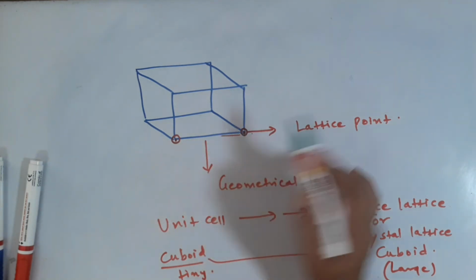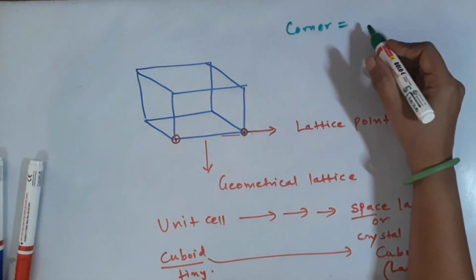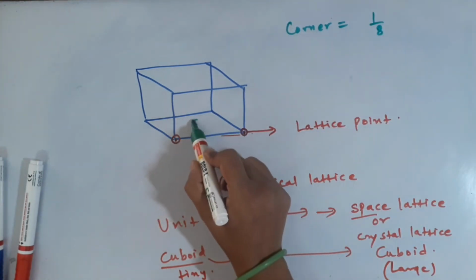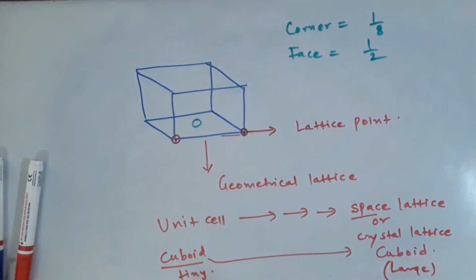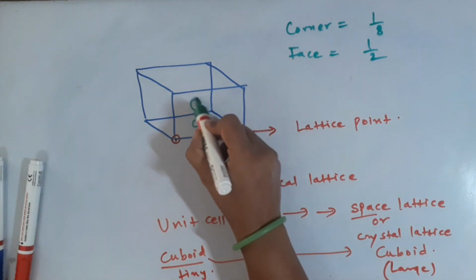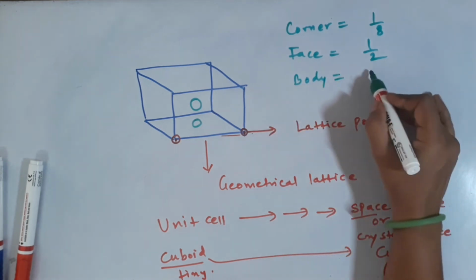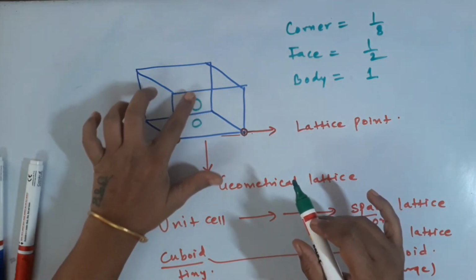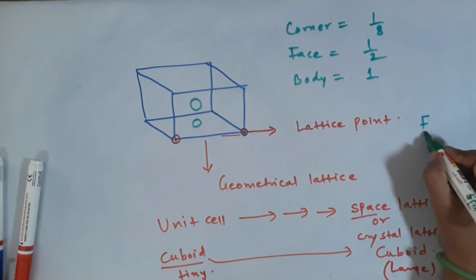Now, please remember these small definitions, they are very important for your exam. So lattice points can be at the corners. Now what is the contribution at a corner? We will just recapitulate: 1/8 is the contribution at the corner. At the face, the contribution of an atom is 1/2 because it's being shared by 2 unit cells. And at the body, if you have an atom, the contribution is whole or complete. That should be remembered because the body centered cell will have an atom inside. So that's the complete knowledge about the cells and unit cells.